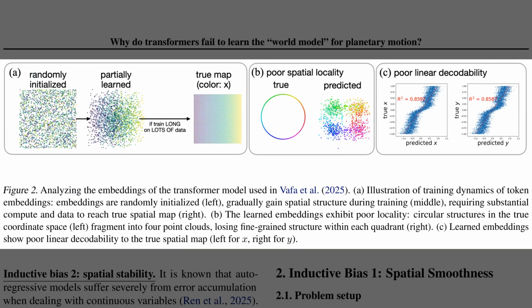Well, Figure 1 set the stage, and now Figure 2 digs into the root cause of the failure, the embeddings. Panel A illustrates that because standard tokenization starts with random initialization, the model must burn massive compute just to approximate a spatial map. In Panel B, we see this learned map is still broken. A continuous physical circle fragments into 4 disjoint clouds in the embedding space.